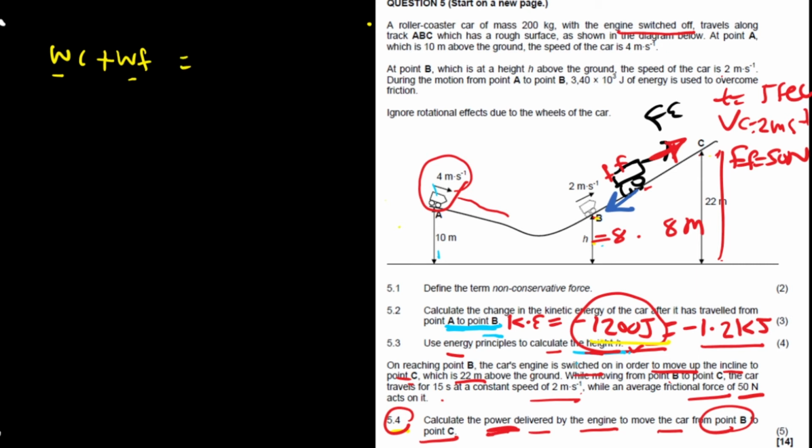So in the same formula that we used before, let me write it like this. The formula is the same: work done equals change in kinetic energy plus change in potential energy. You can use U or PE.